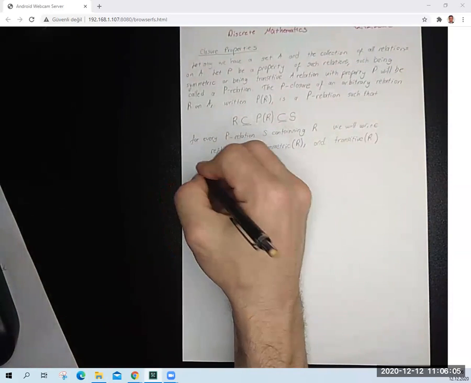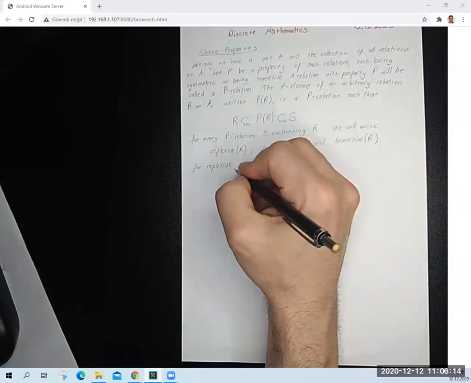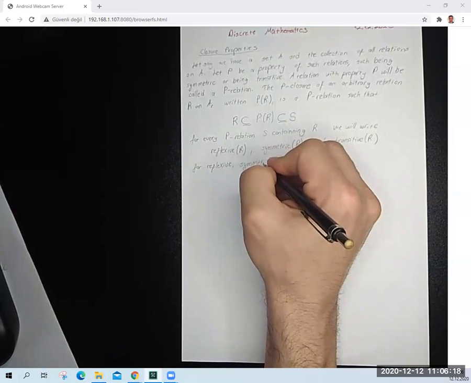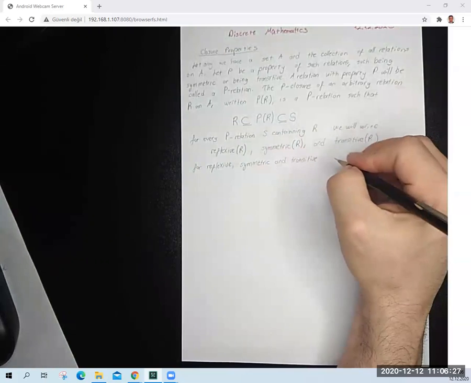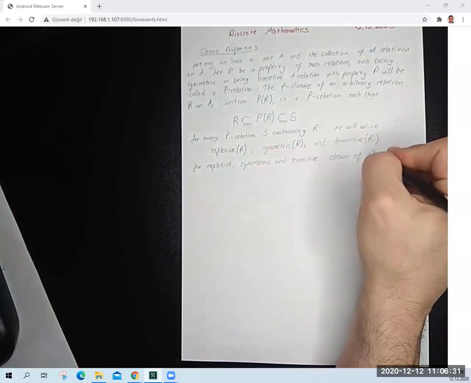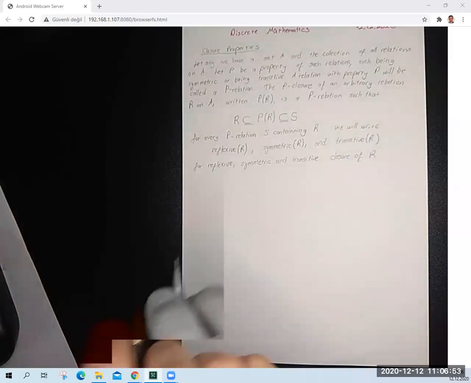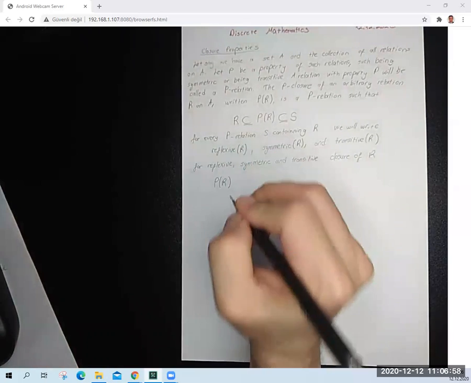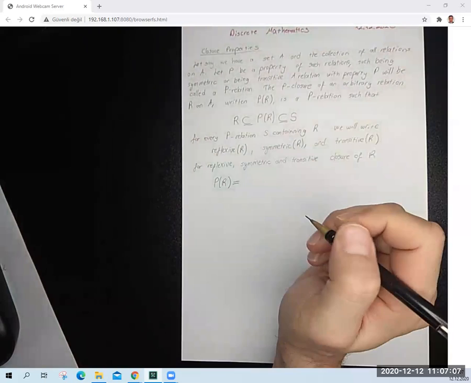for the reflexive, symmetric, and transitive closure of R. So generally, P of R need not exist, and we can write P of R is equal.